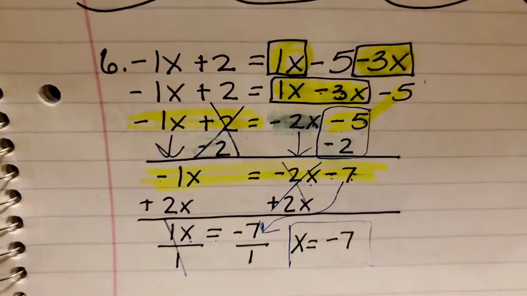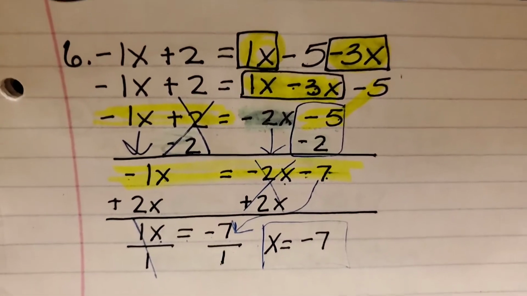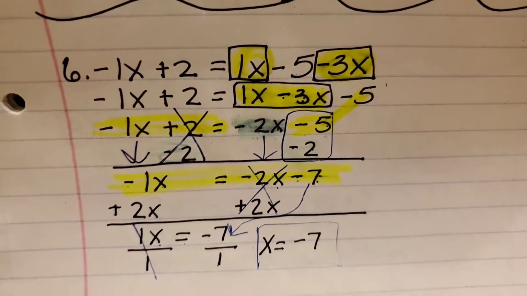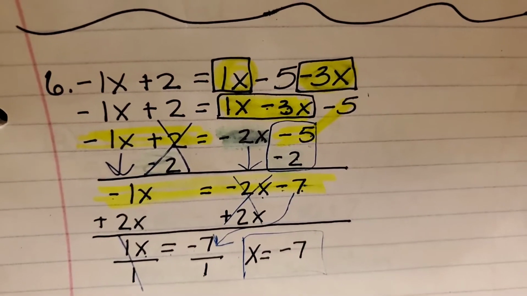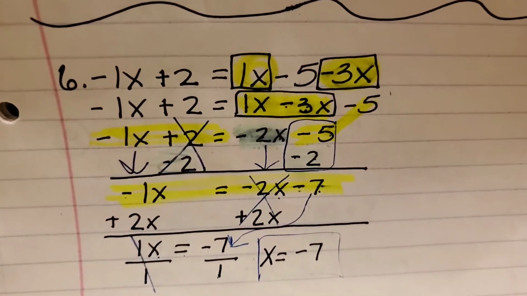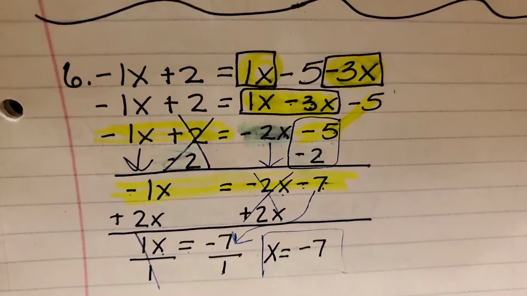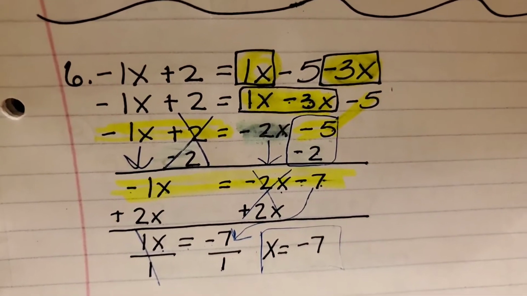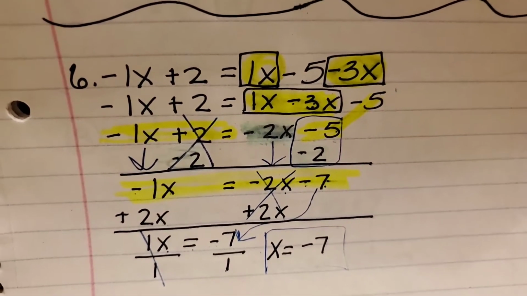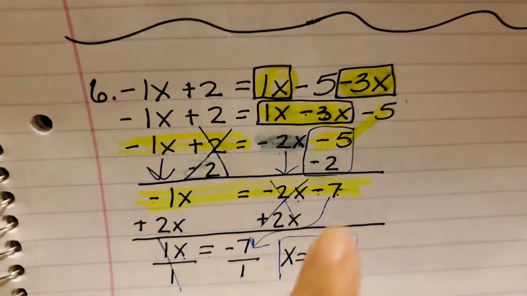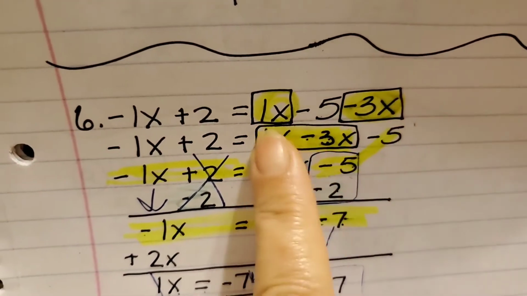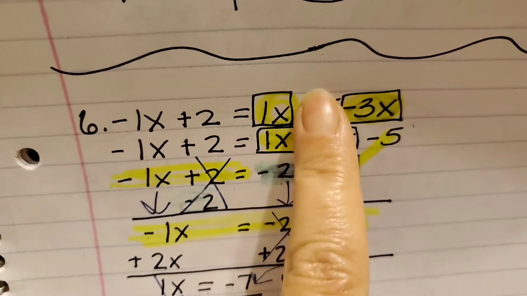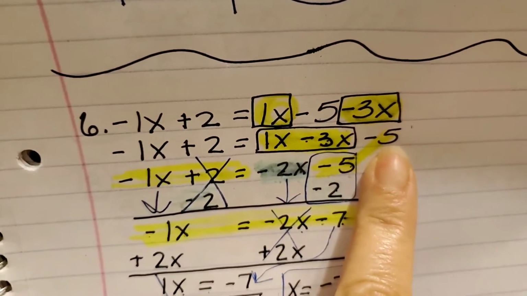Okay, let's look at another one. Negative 1x plus 2 equals 1x minus 5 minus 3x. You can see in this problem, we don't combine the first part of the problem because we don't have anything to combine. But in the second part over here, you can combine 1x minus 3x. You could write those next to each other and move that over there.